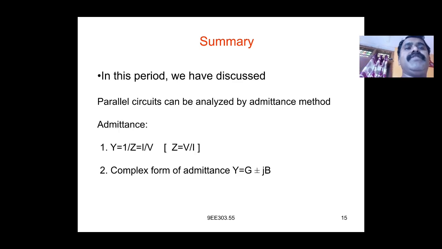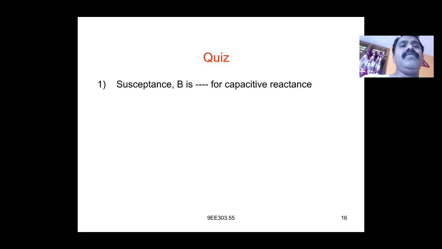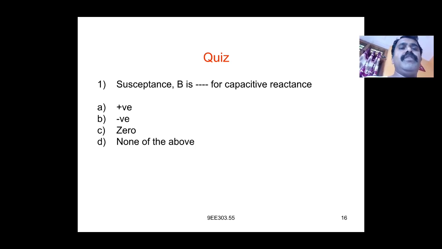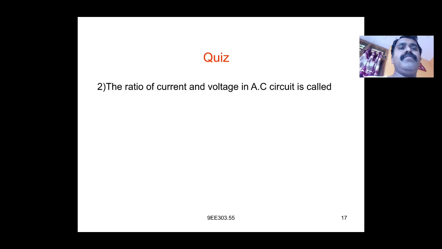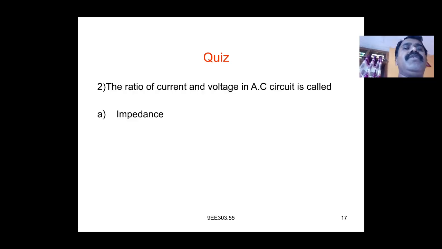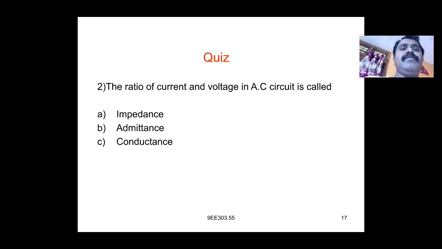So in this period we have discussed that parallel circuits can be analyzed by the admittance method. Admittance Y is equal to 1 by Z, which is I by V, Z is equal to V by I. Complex form of the admittance is Y is equal to G plus or minus jB. Now susceptance B for capacitive reactance is: positive, negative, 0, none of the above. This is nothing but positive. The ratio of current and voltage in an AC circuit is called impedance, admittance, conductance or resistance. We can say it is admittance.